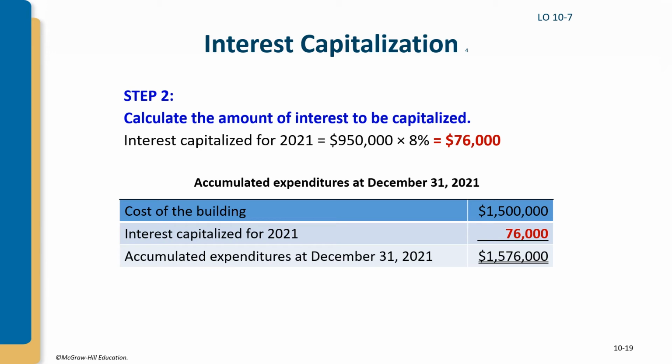So the total cost of the building so far at the end of 2021 is $1,576,000. The actual expenditures made of $1.5 million plus the $76,000 of interest that's debited to the building.